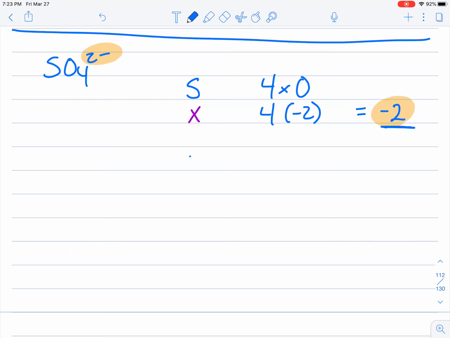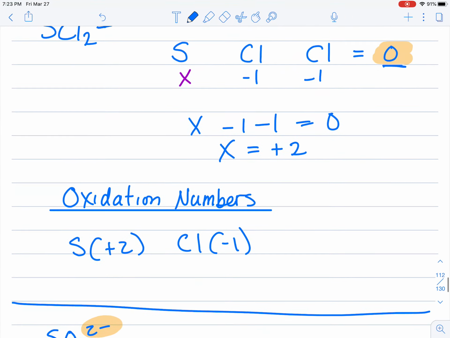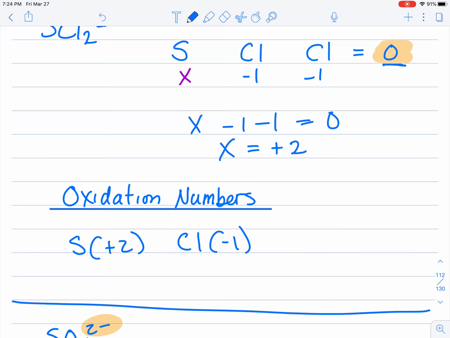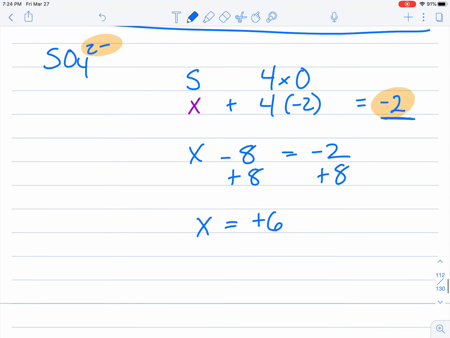All right, so let's set this up. So we have X, and then we have negative 8. So 4 times negative 2 gives us negative 8. Altogether, that is a negative 2. If I add 8 to both sides, it looks like X is plus 6. So sulfur is a little bit notorious because it can change its charge, just like our elements in the transition metals. Earlier, we said sulfur had a plus 2 oxidation number. Now we're saying it has a plus 6 oxidation number. But let's go ahead and write out our oxidation numbers here.